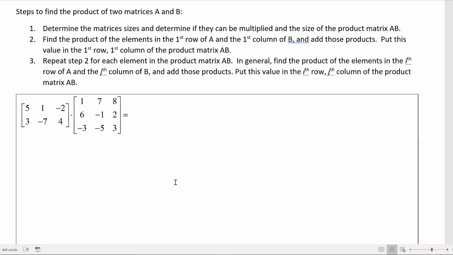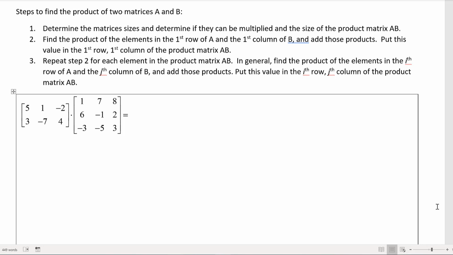Next, we're going to go through the steps to actually multiply the two matrices. Step 1, we first have to decide if the two matrices can be multiplied, and then the size of the product matrix AB if they can be multiplied. Step 2, find the product of the elements of the first row and the first column, and then add those products together. Put this value in the first row, first column of the product matrix AB. That's a lot, okay? We're going to go back through that very carefully when we actually do our example.